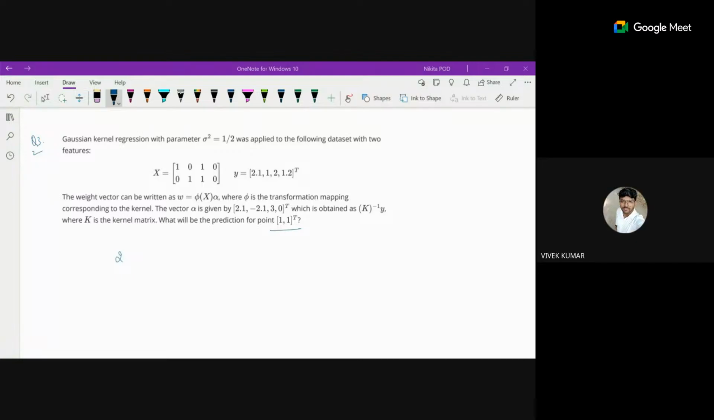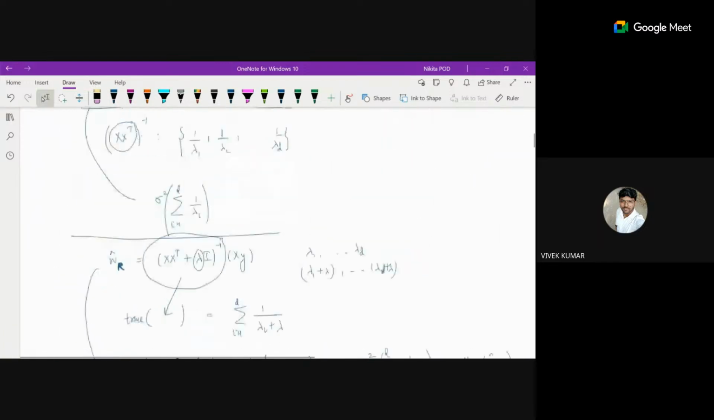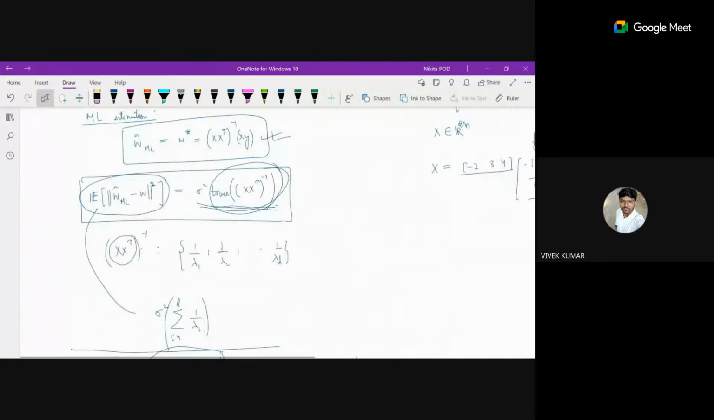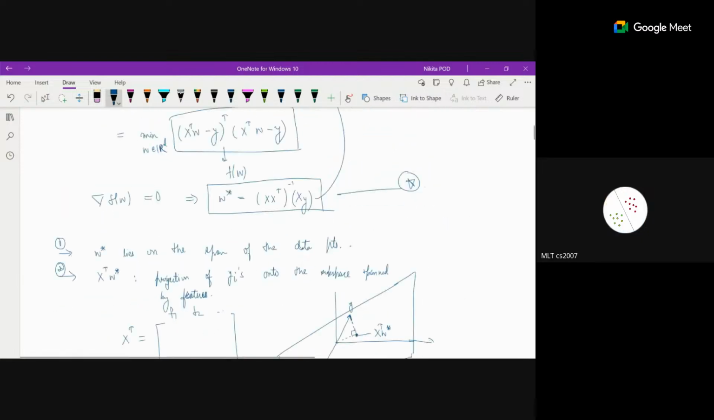Ma'am, which formula is needed to solve this question? This is the formula that we're going to use. Right, summation of. So how do we solve questions like this?